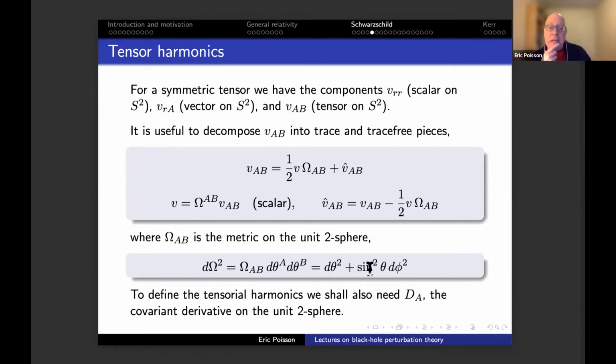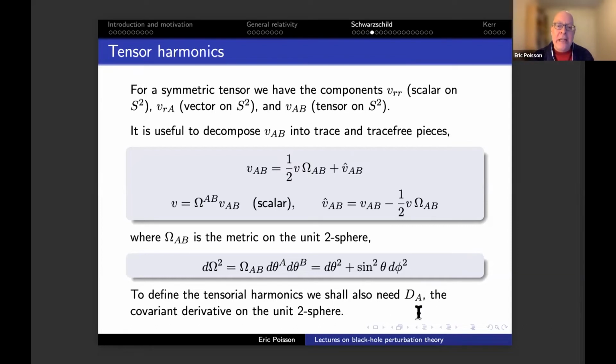Okay, the next ingredient I'm going to need here. I've introduced the geometrical ingredients on the sphere, the metric, the inverse metric. I could define the Christoffel symbols. I could introduce the Riemann tensor on the sphere. I could do all of those things, and typically we do that in calculations.